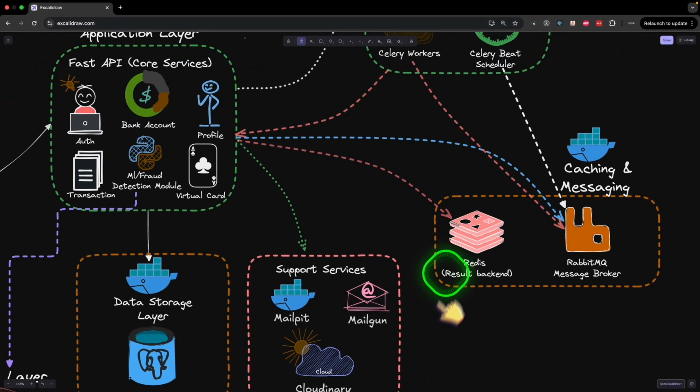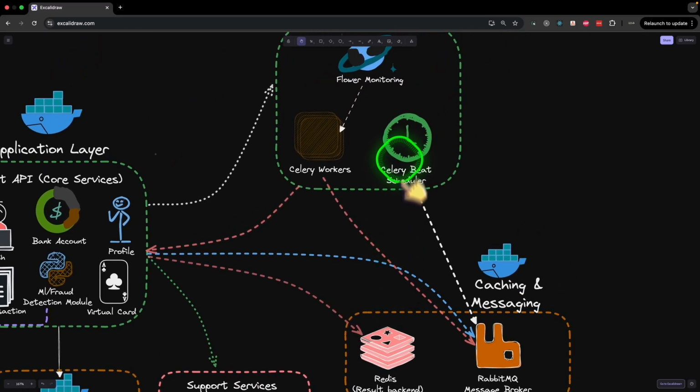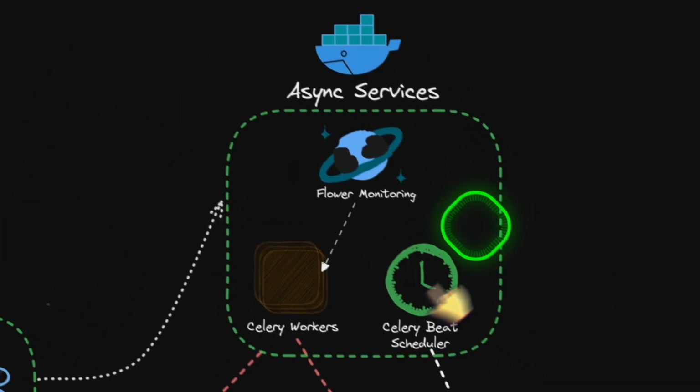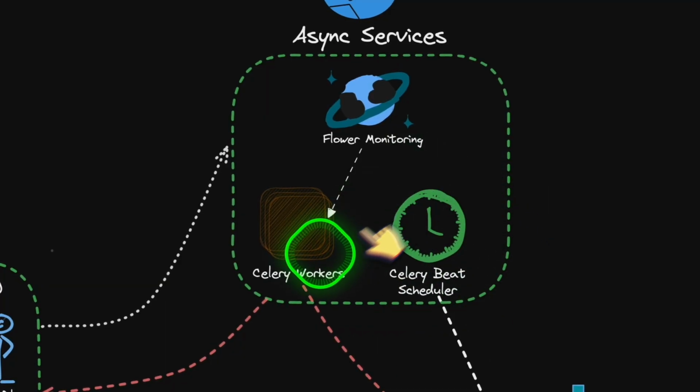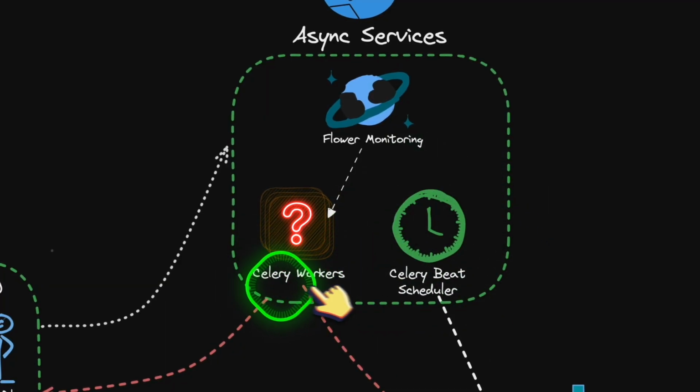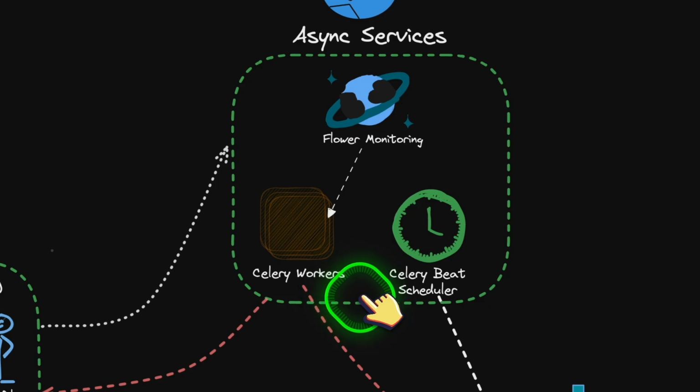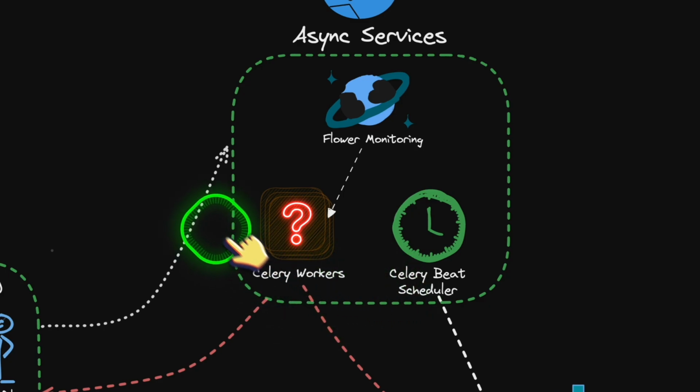Then next, we're going to have an asynchronous services layer. These services are also going to be running as Docker containers. This layer shall handle all the asynchronous and scheduled tasks. We're going to have Celery workers that are going to handle asynchronous and background tasks that shouldn't block the main application flow. They will process background jobs like email sending, PDF generation of transaction histories, machine learning training, etc.